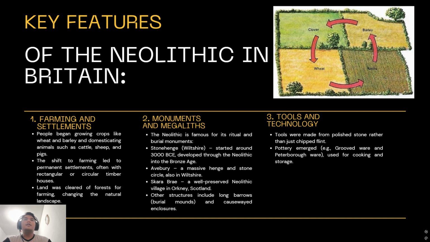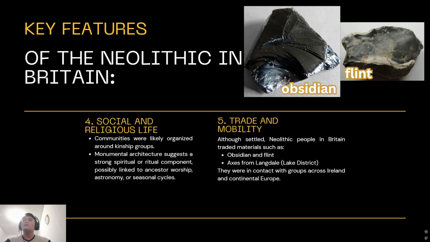And then, tools and technology. Tools were made from polished stone rather than just chipped flint. Pottery emerged, Grooved Ware and Peterborough Ware, used for cooking and storage. And then, social and religious life. Communities were likely organized around kinship groups. Monumental architecture suggests a strong spiritual and ritual component, possibly linked to ancestor worship, astronomy, or seasonal cycles.